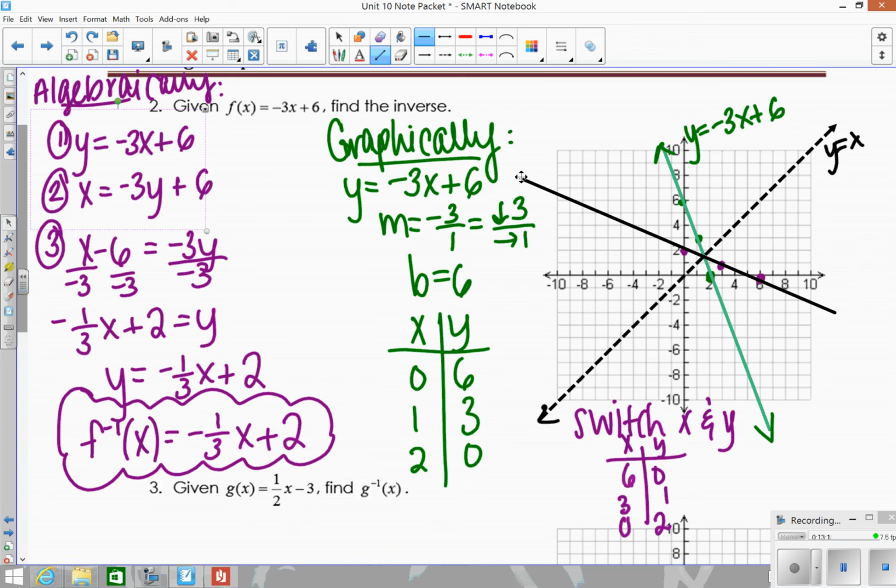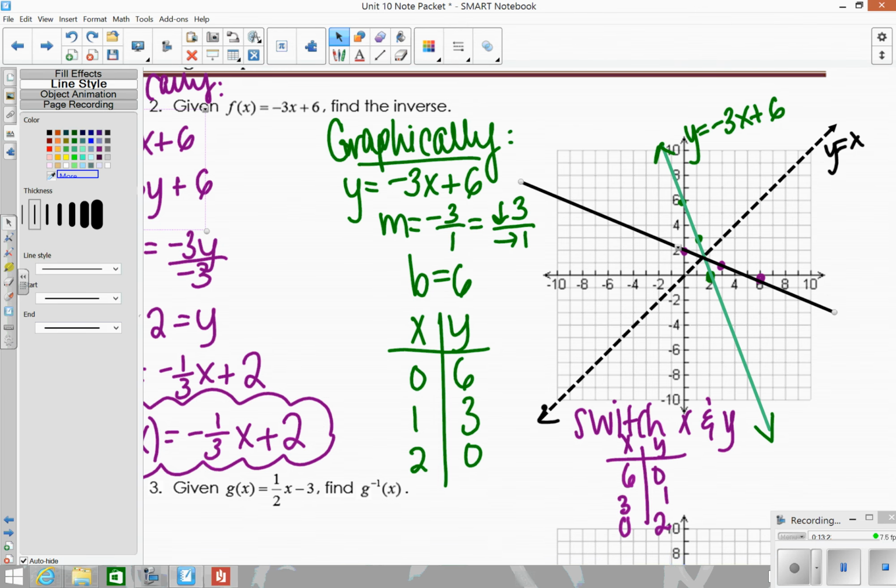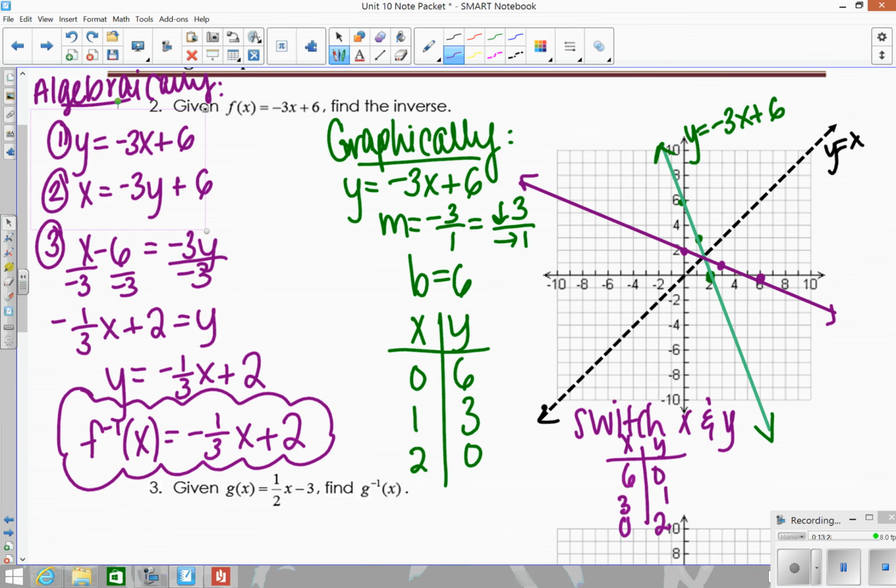So it should look as if I took that line and I flipped it over y equals x. And then we just got to make sure we get our arrows and our label on there. We know the equation of this. It has a y-intercept of 2 and it has a slope of down 1 over 3. So this equation is negative 1/3 x plus 2.